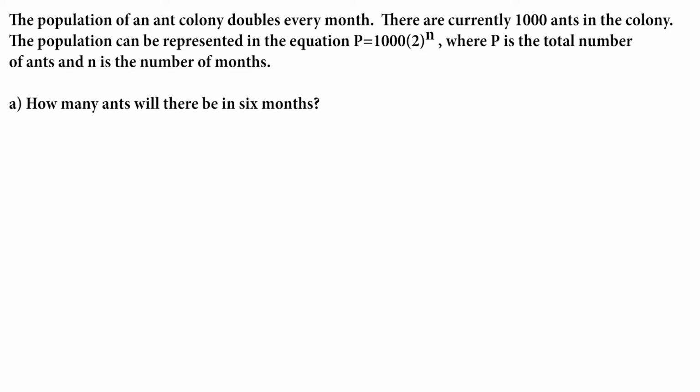So we have 1,000 ants in our colony. Every month they're going to double. How many are we going to have in 6 months? The first thing I would recommend is make sure you write the formula right away. So P is equal to 1,000 times 2 to the power n. Notice I'm not plugging anything in, that's just my general formula.